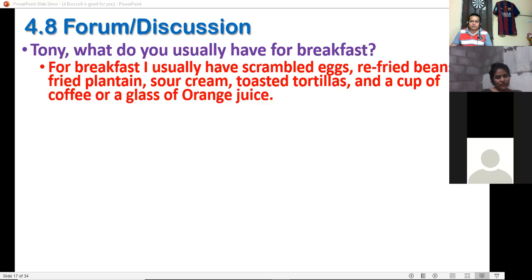For breakfast, I usually have scrambled eggs, refried beans, fried plantain, sour cream, toasted tortillas, and a cup of coffee or a glass of orange juice. ¿Ahora usted? For breakfast, I usually have scrambled eggs, refried beans, fried plantain, sour cream, toasted tortillas, and a cup of coffee or a glass of orange juice. Good. Okay. Nice. Let me see here.